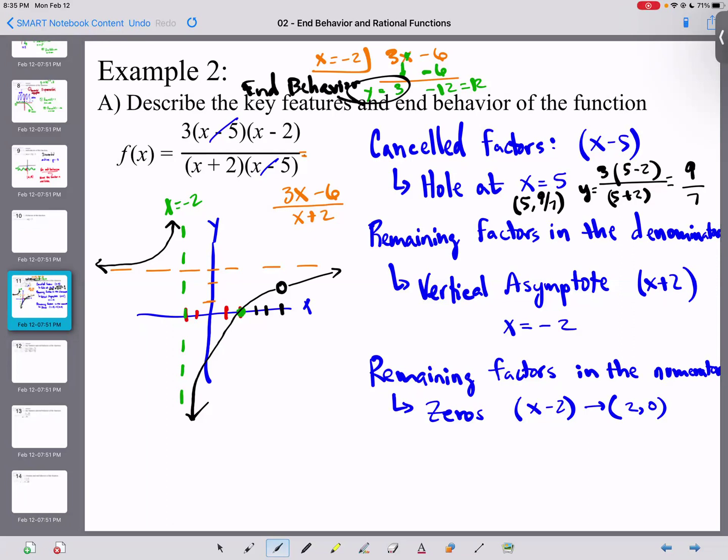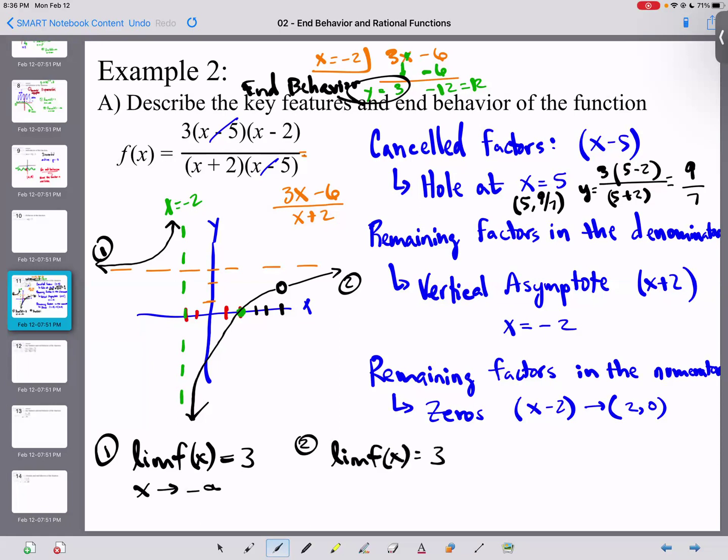The reason for doing that is that it's going to tell us this is limit 1 and this is limit 2. The end behavior is talking about the left and the right. As we go to the left, our graph approaches 3 as we go left without bound. And as we go to the right, this function also approaches 3. So that's how you'd put that together.